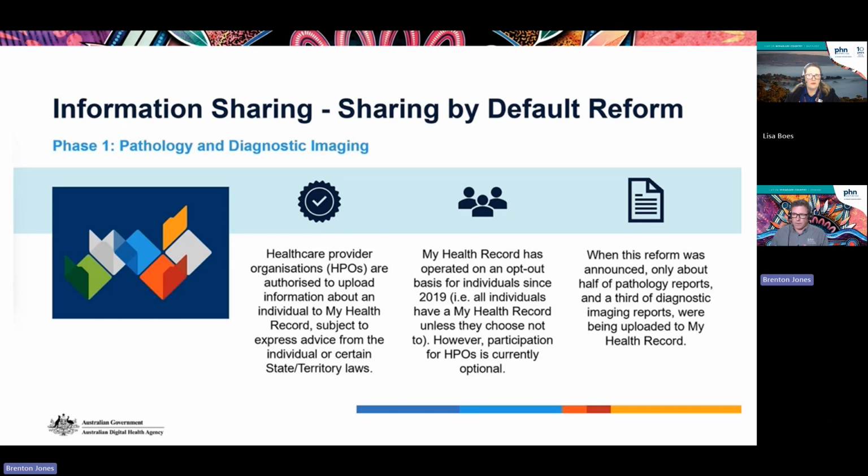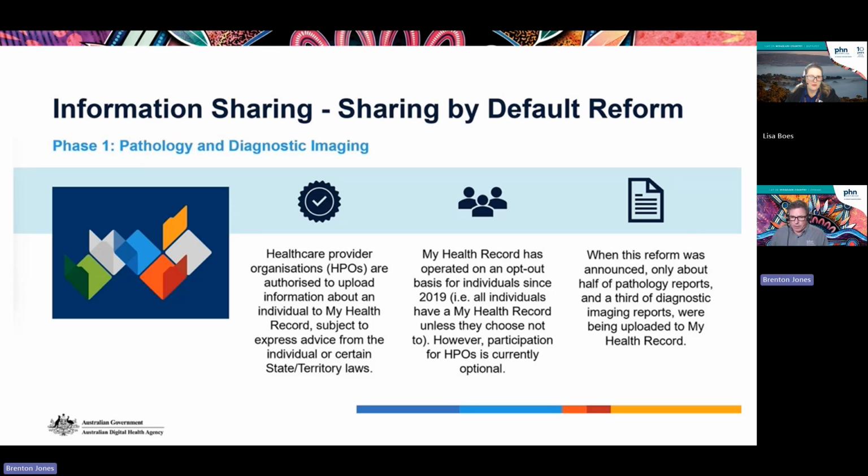So there's a reason behind the description here of phase 1, pathology and diagnostic imaging. For phase 1 of the reform, pathology and diagnostic imaging organisations are in scope of the new framework. So therefore, these are the healthcare providers, if you like, that are required to register and upload certain information and provide consumers with faster access.